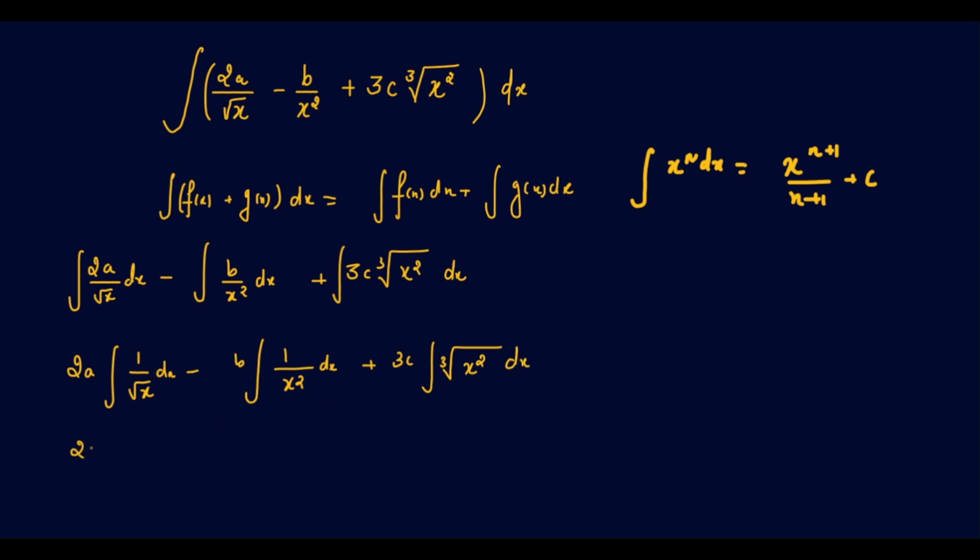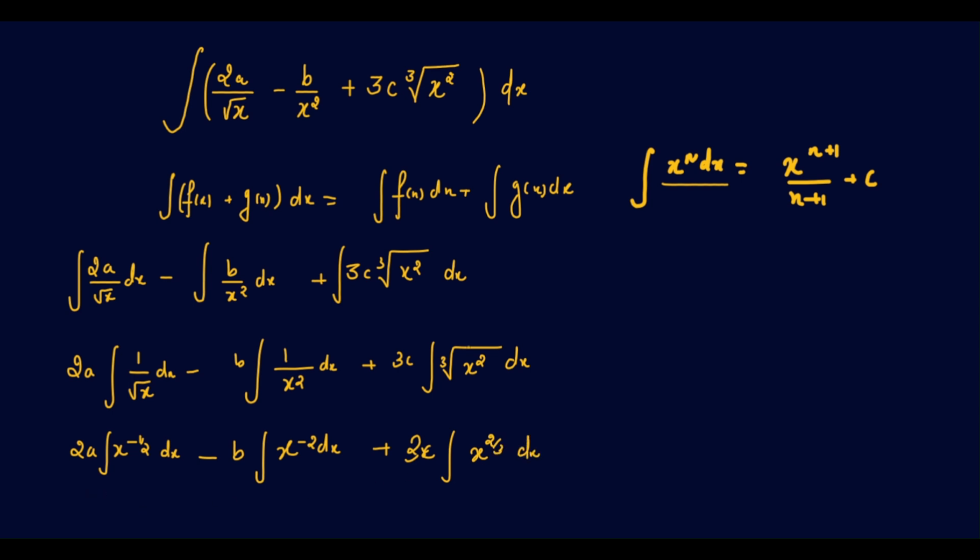So you will solve it like this, x to the power minus 1 by 2, and writing it like this because we want everything in the form of x to the power n. That's why we are writing it as x to the power minus 1 by 2. Now minus b will be as it is. Here you will write x to the power minus 2 dx. And lastly you will write 3c into integration of x to the power 2 by 3 dx.